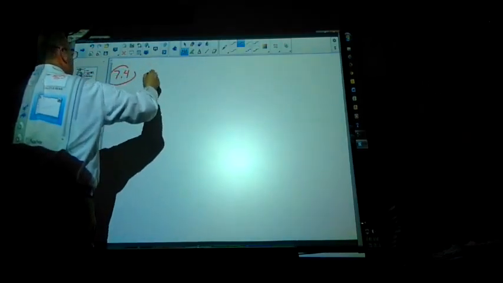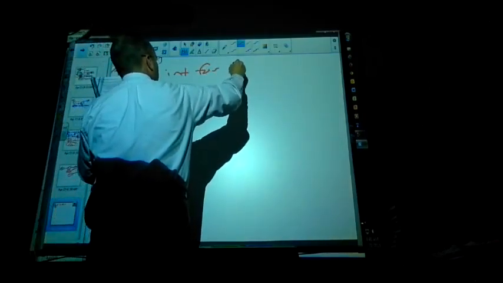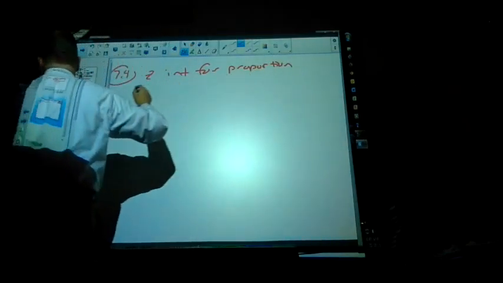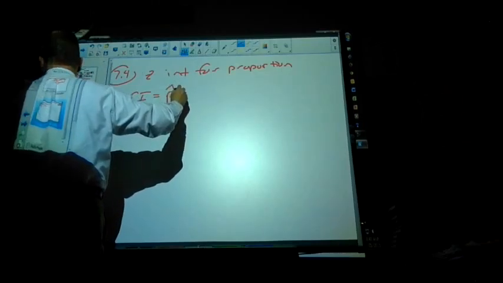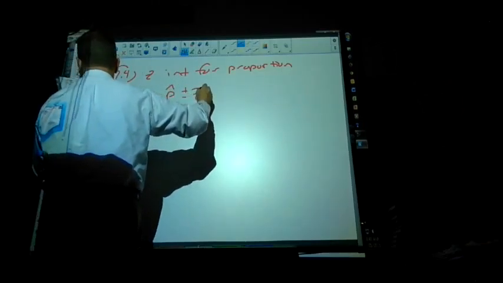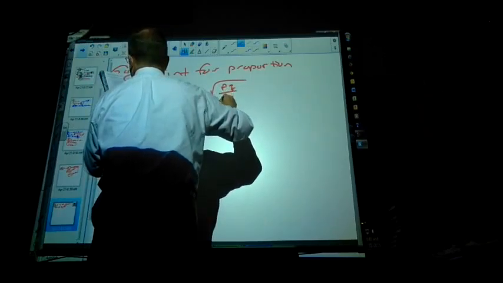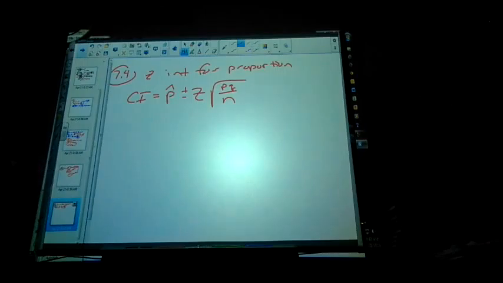So, z interval for one proportion. So your confidence interval is going to be p hat plus or minus z square root of p times q over n. And let's figure out what the heck some of these things mean.